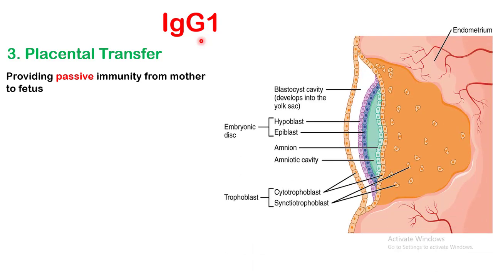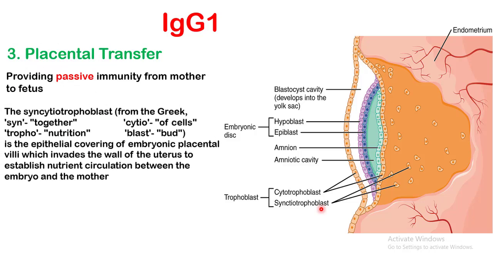If you look at the structure of the placenta, there are specialized cells known as trophoblasts, and a subclass of the trophoblast is known as the syncytiotrophoblast. These cells are very important in mediating the transfer of immunoglobulin G1 from the mother to the fetus. Now, how does this work?